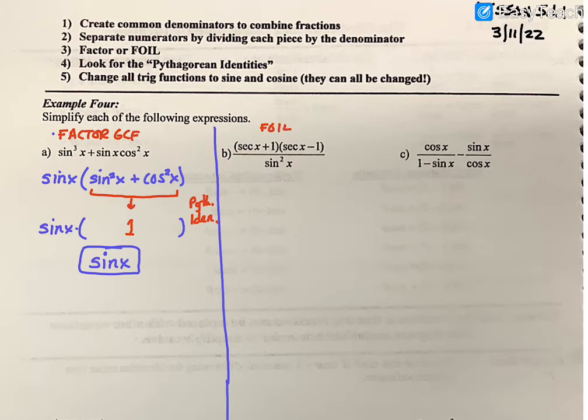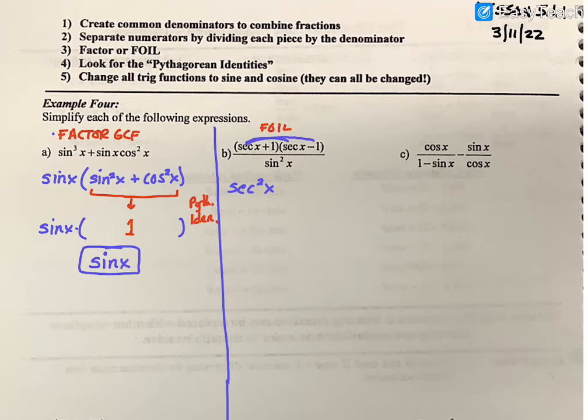And I am hoping you're thinking FOIL. So we're going to FOIL the numerator, that is. Secant x times secant x. As we talk about secant x times secant x, that's going to be secant squared x. I tend to write it like such, as secant squared x. However, it could also be written as secant x with parentheses around it and the squared outside. Okay, secant x times secant x is secant squared x.